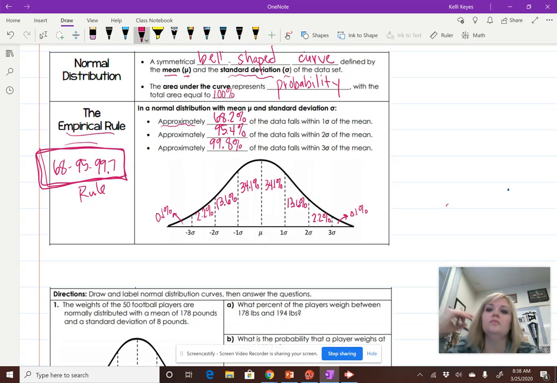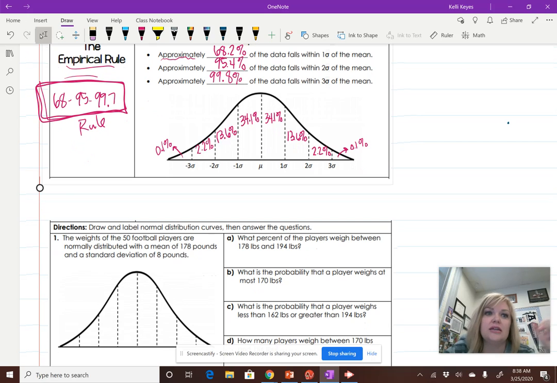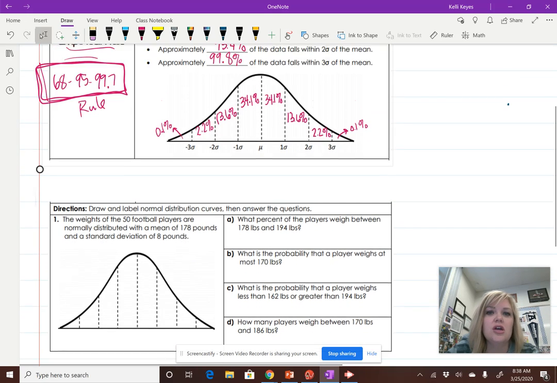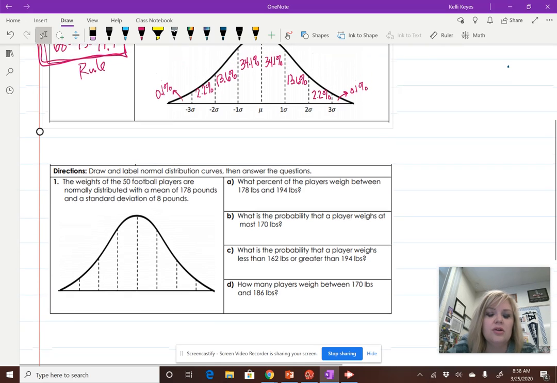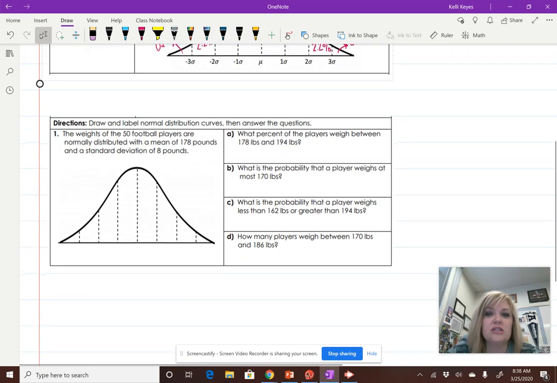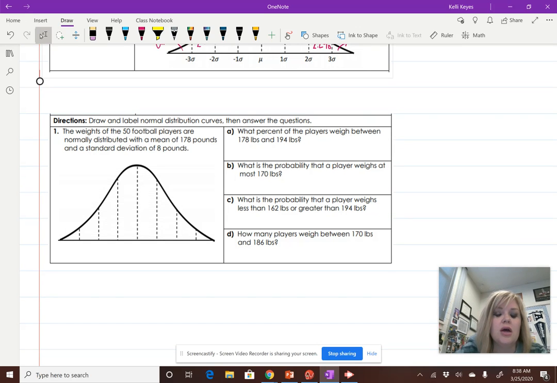Okay, so that is the section between each standard deviation, or the percentage between each standard deviation. So now we're going to use that to answer these questions. If you want to just listen, you can. If you want to actually draw this example too, totally up to you. But here we have the weights of 50 football players.